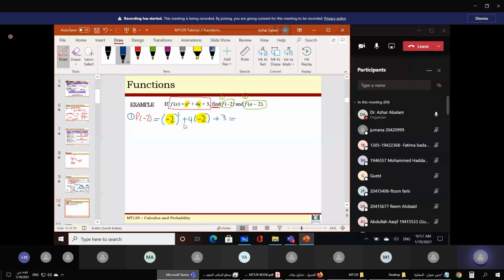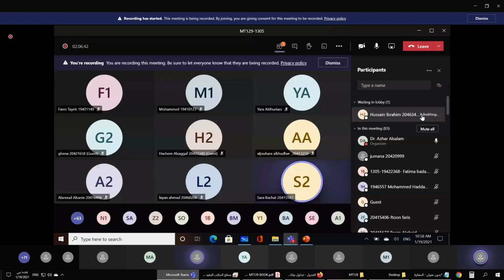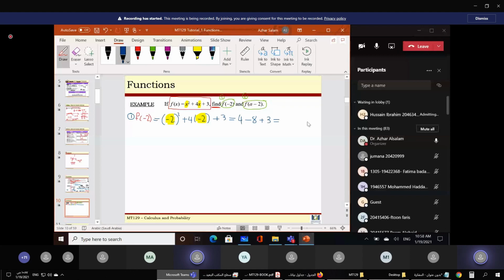Then compute. Minus 2 squared, of course, a minus squared is plus. Minus 2 squared is 4. Here, minus multiplied by 8 is minus 8, plus 3. 4 minus 8 is minus 4. This is minus 4 plus 3, which is minus 1. So here, f of minus 2, I find that it's equal to minus 1.